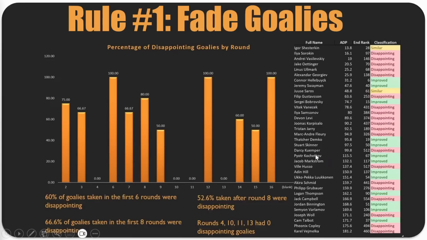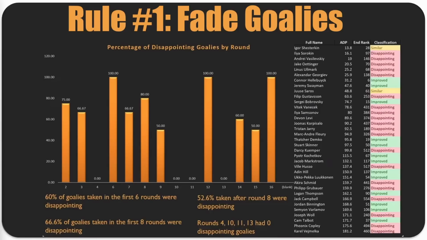So this was a look at our goalie video that I did. This is showing you the guys whose end rank was way lower than the ADP. So you can see Sorokin, he was disappointing. Vasilevsky, Ottinger, Ullmark, Georgiev, Gustafsson, all these guys in the 7th, 8th round range. These were very disappointing goaltenders. And you can see a trend. So the guys taken after the 9th round, they're still a little bit disappointing, but only 52.6% of those guys were disappointing. Compared that to about 66.6% of the goalies taken before that point in the 9th round. So that's where you're going to want to push goaltending back.